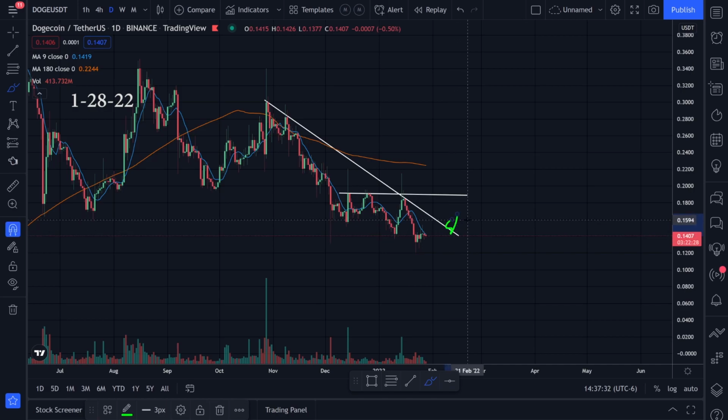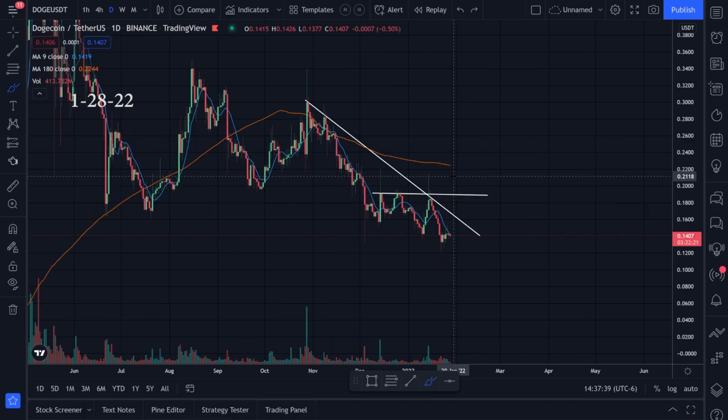If we break this trend line, this will give us a better clue that we're going to come up to this resistance area right here, and then maybe we'll break through that one. We just have to do one step at a time.